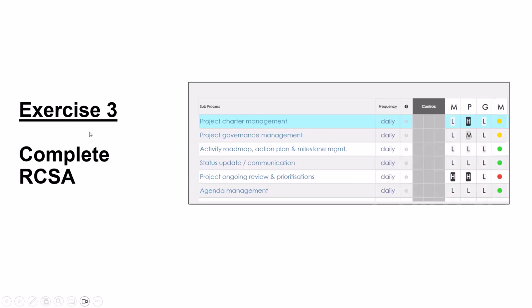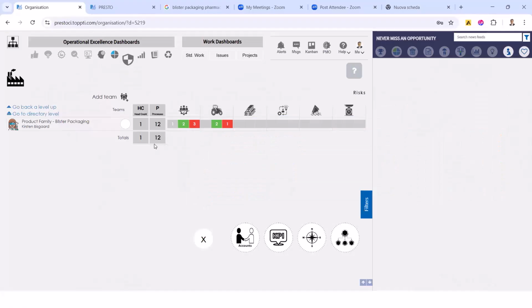And the next step is to decide if there are any other holes. So complete your risk and control self-assessment, RCSA. And again, this all comes from the Basel II financial operational risk management logic.